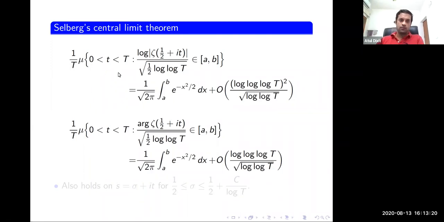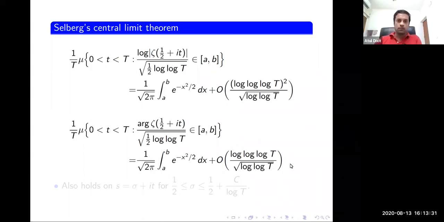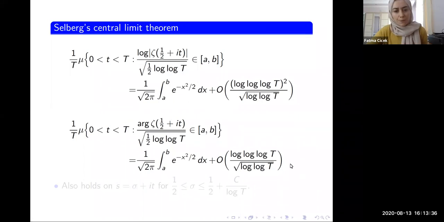So that makes things really non-trivial, and that's the reason for the large error term here. For the argument, you don't really have that type of problem, and the error term is slightly better. Okay, so this is stated for the critical line.